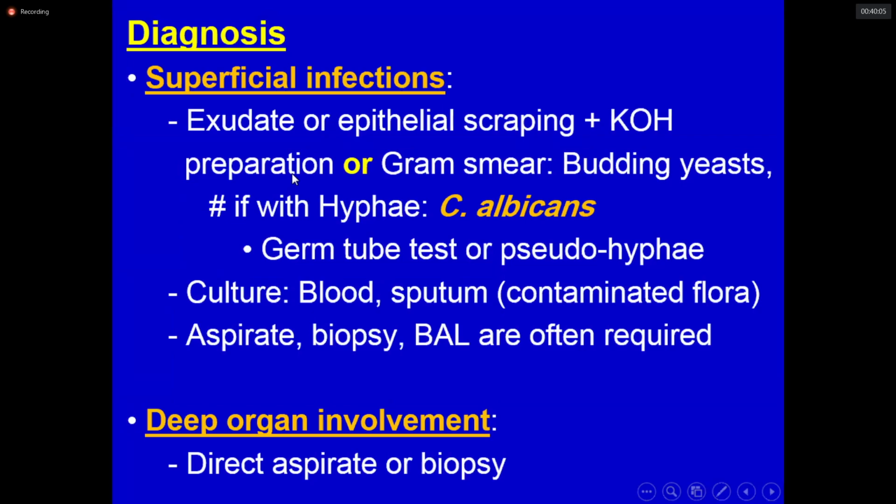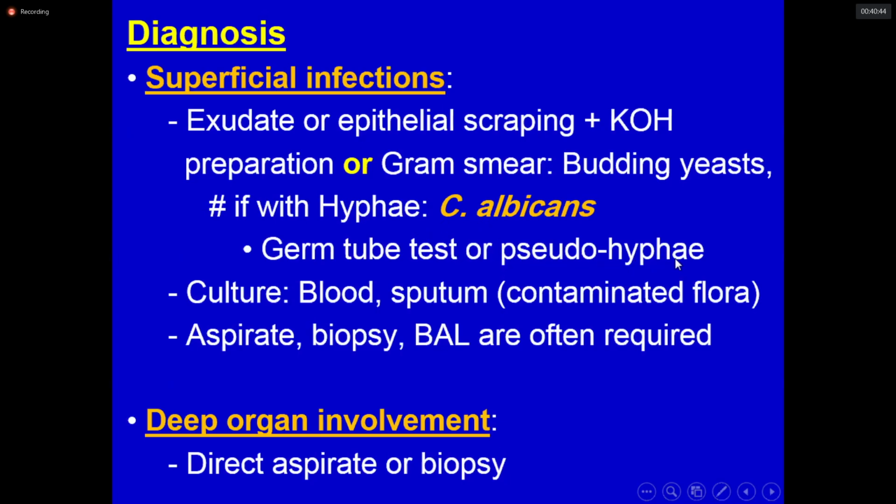Diagnosis: we can have superficial infection, we can have deep organ infection. For the extracellular, we can take exudate or epithelial scraping. We do KOH preparation, or we can do Gram stain, and you see the budding cells. In superficial infection, you see the yeast cells with budding. Now, if there is hyphae formation, it means it is Candida albicans, germ tube test or pseudohyphae.